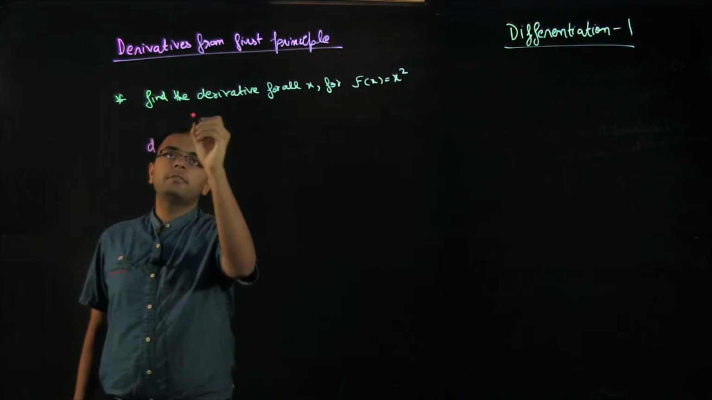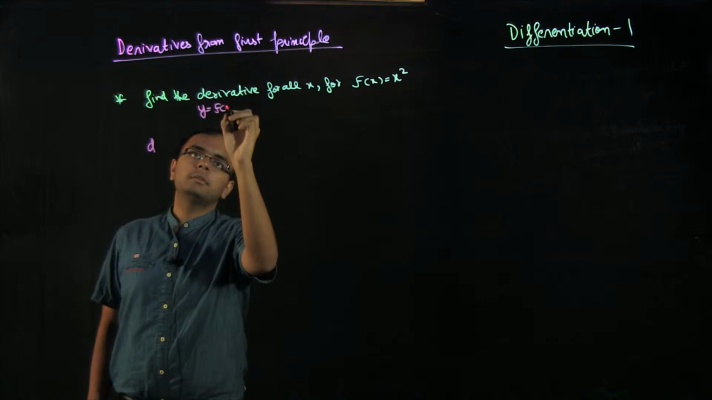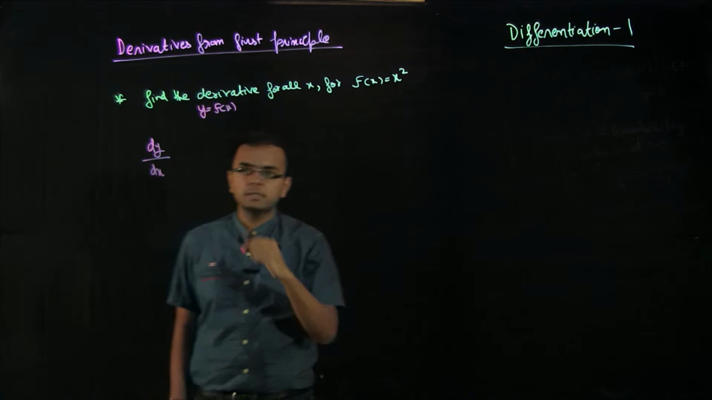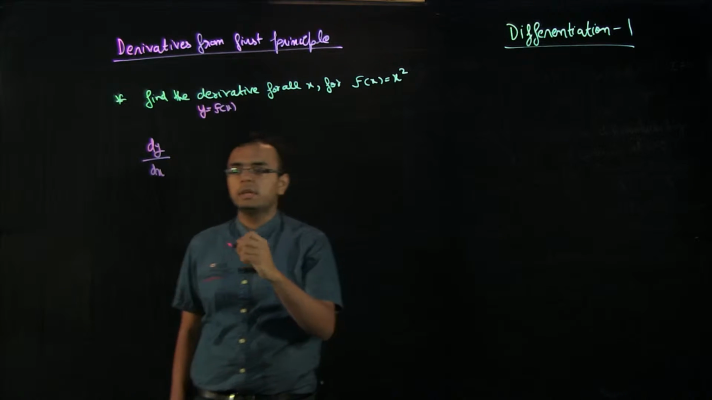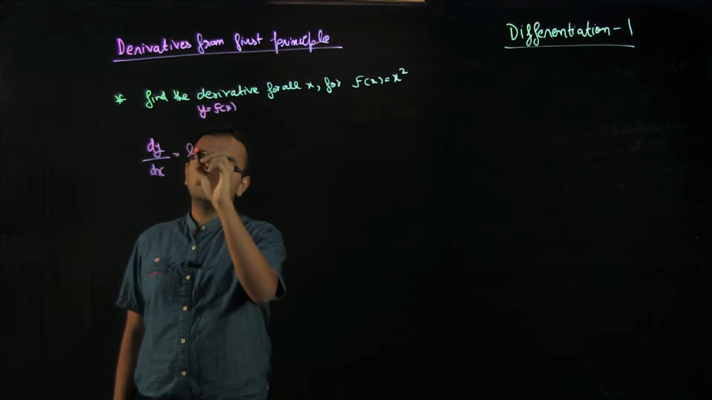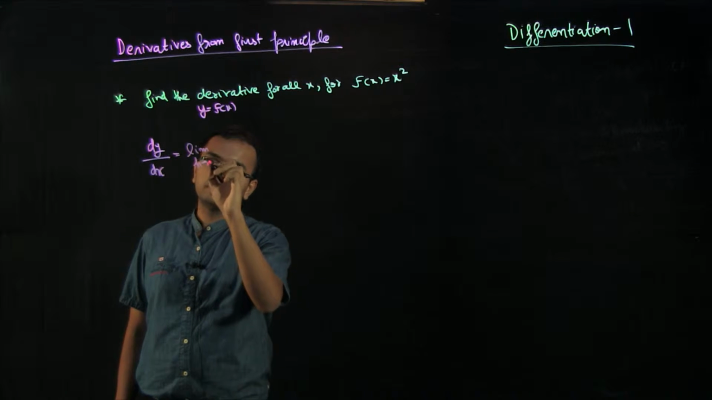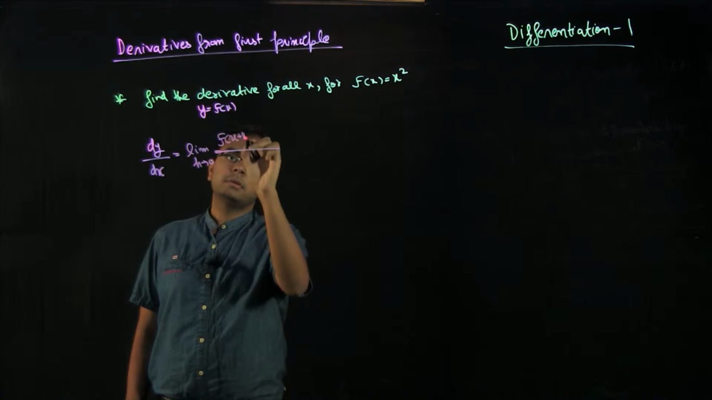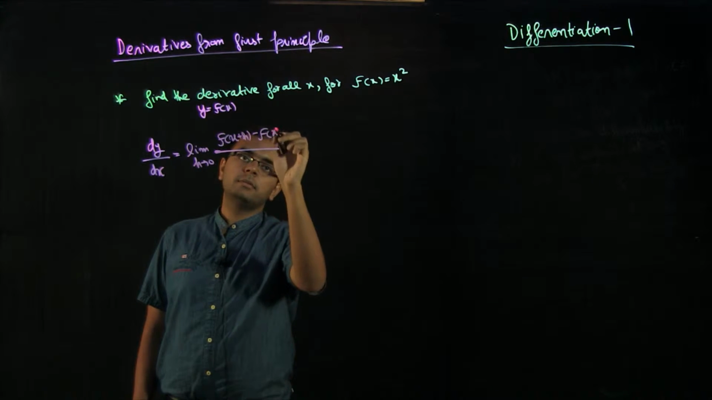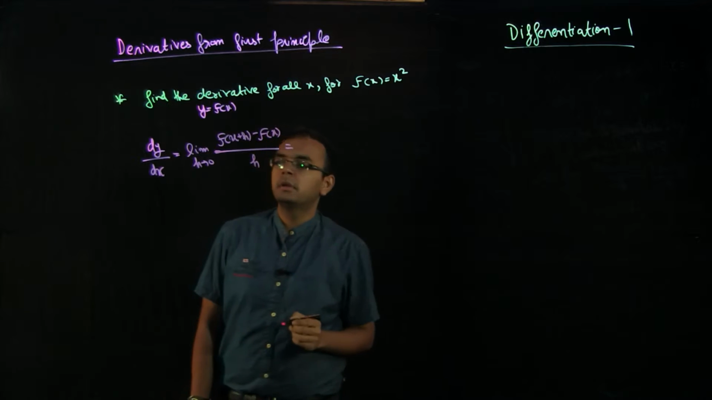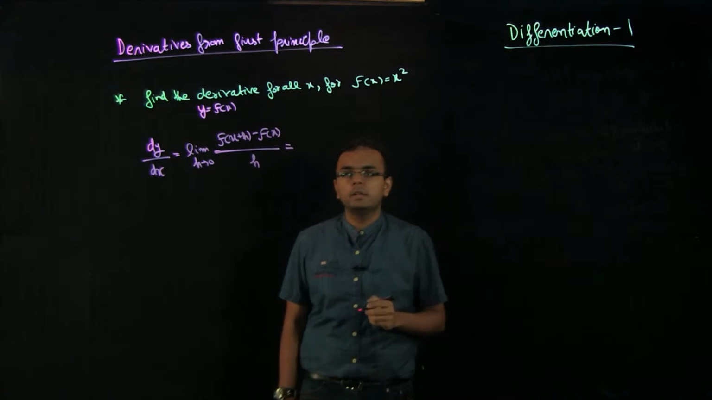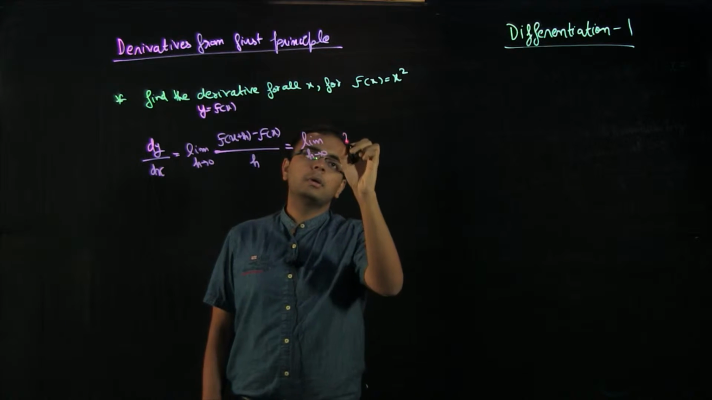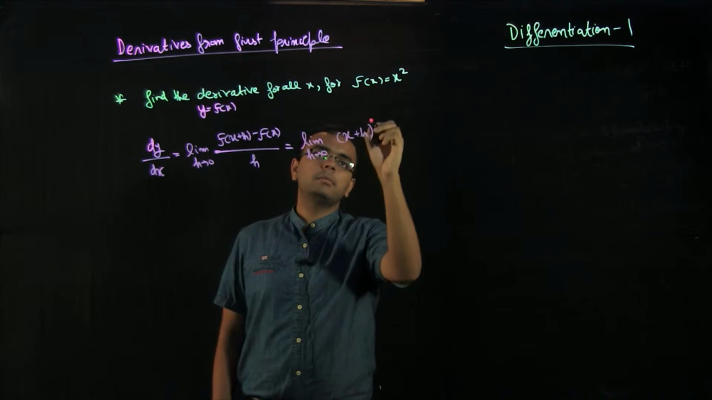let's say that y is equal to f(x). So dy by dx, the way we define a derivative, the rate of change in y with respect to change in x, is defined as limit h tends to 0 of f(x plus h) minus f(x) by h. Okay, so in this case, if we substitute the values, we will get limit h tends to 0 of (x plus h) whole square minus x square by h.